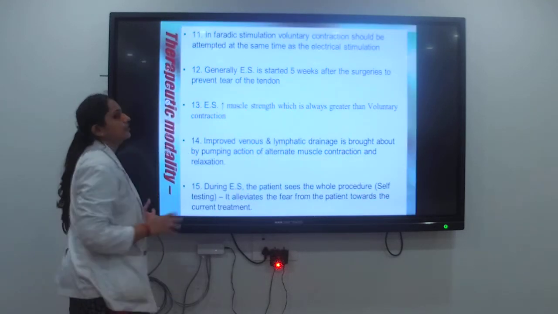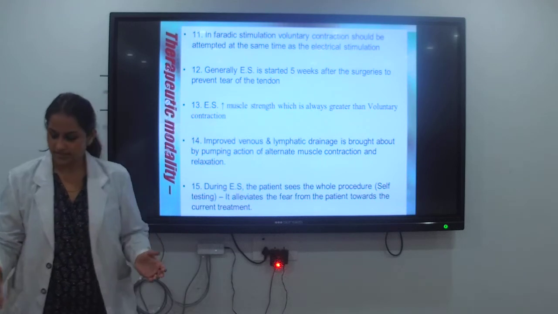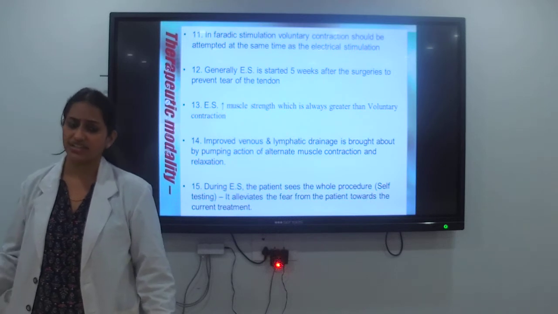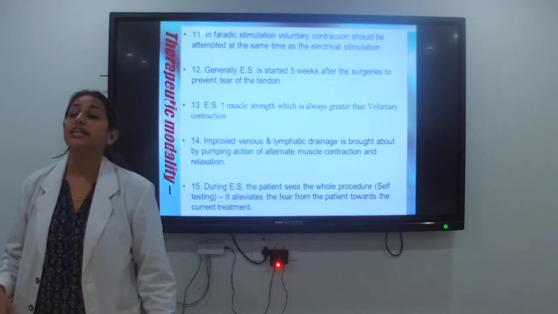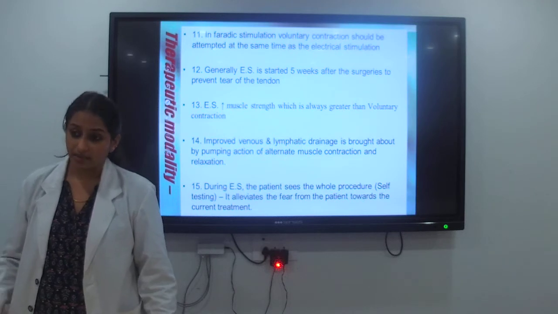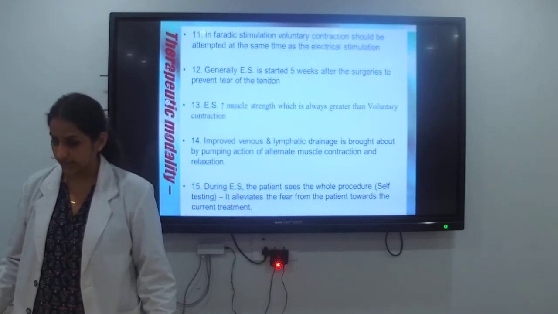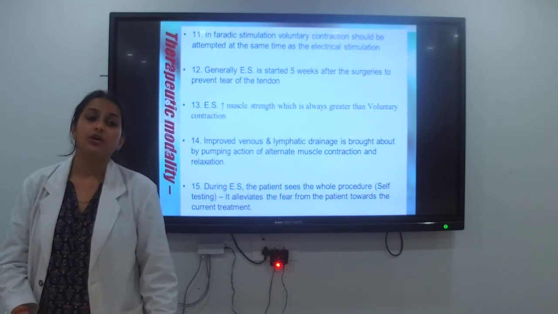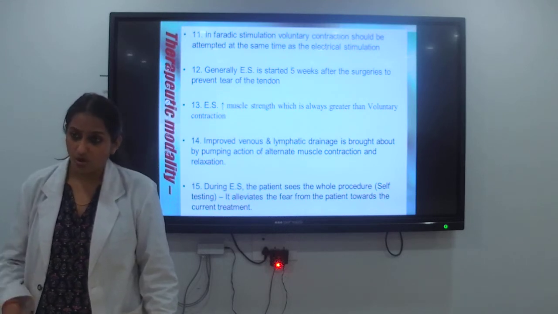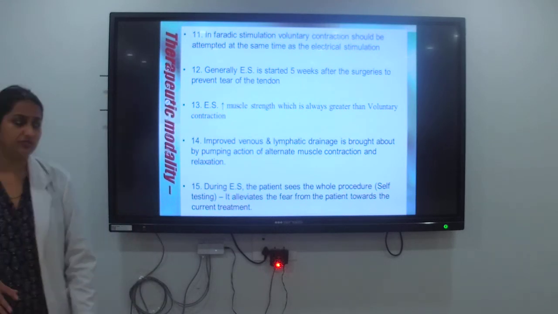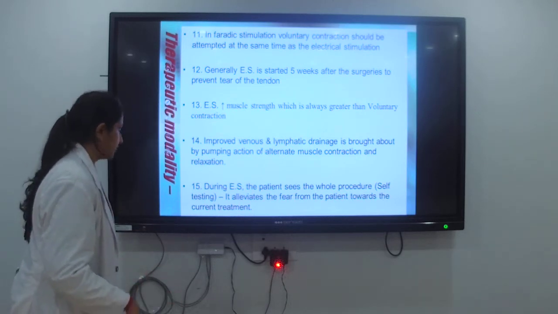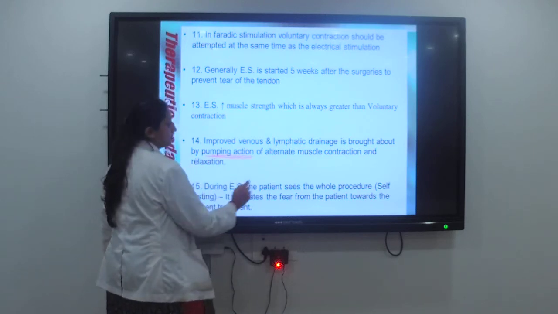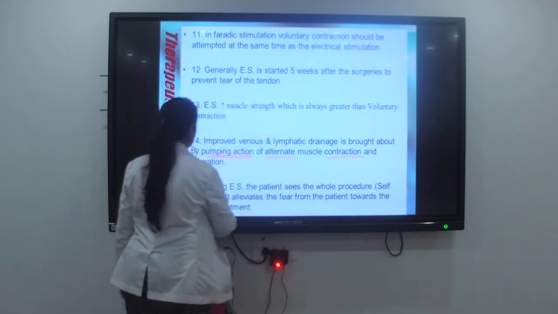Okay. And also, what are the other physiological effects? Increase in blood supply, increase in venous and lymphatic drainage. Second thing is vasodilatation, increase in metabolic rate. Also, nutrition supply towards that affected part is increased. Then O2 demand also increases of that affected part where the Faradic current is applied. So here again you can see the pumping action because of alternate muscle contraction and relaxation.